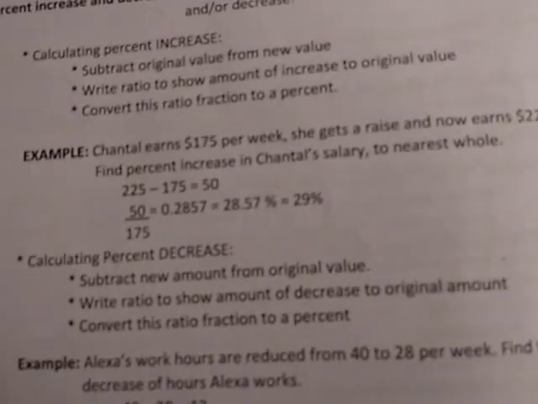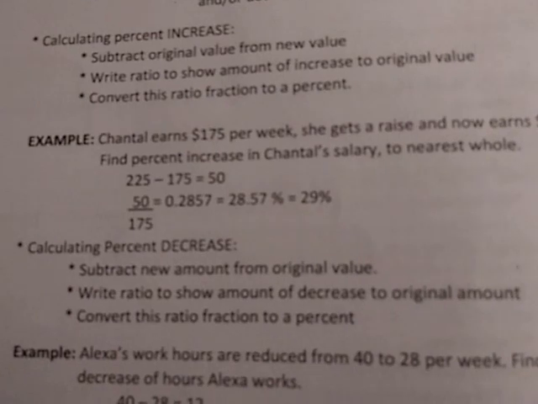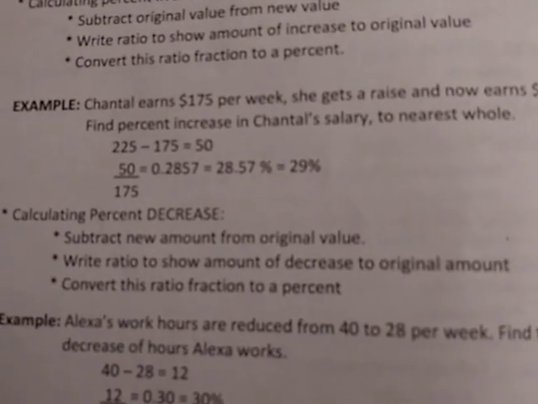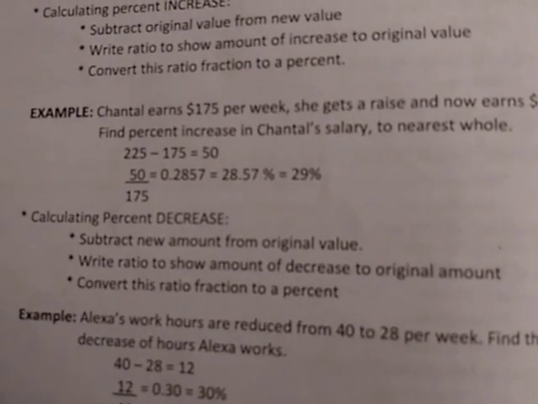Okay, and in calculating the percent decrease, it would be the same process. It just would be involving the amounts. Sorry, I moved it too quick. So you subtract the new amount from the original value to calculate the percent decrease. You write a ratio to show the amount of decrease to the original amount, and you convert this ratio to a percent.